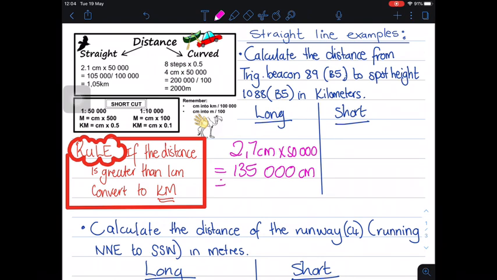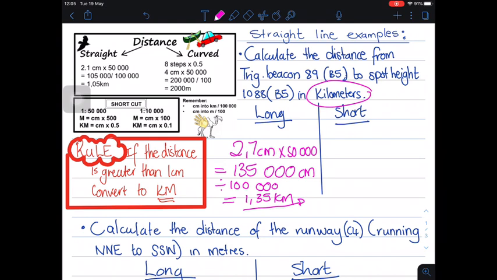And so you need to divide that by either 100,000 for kilometers or 100 for meters. And in this example, we want kilometers. So we're dividing by 100,000. And the understanding here is that you have to divide by 100,000 because there are 100,000 centimeters in 1 kilometer. And when we divide that by 100,000, we get an answer of 1.35 kilometers.